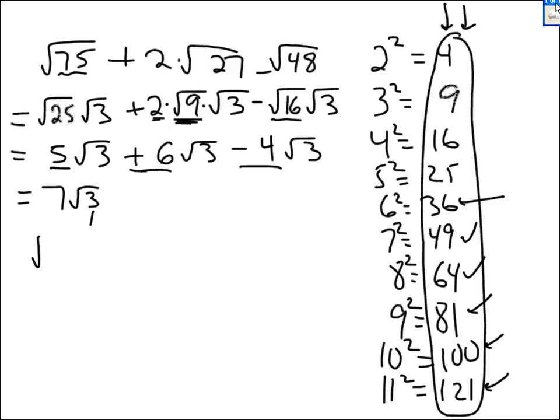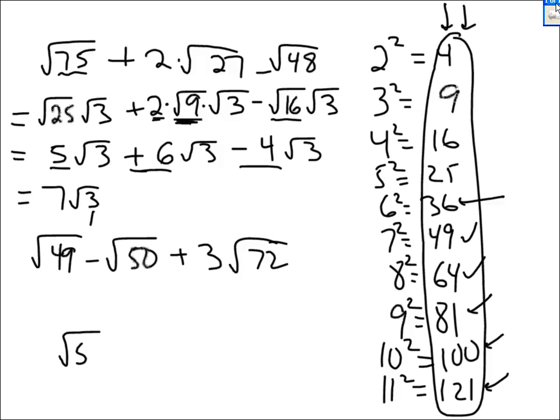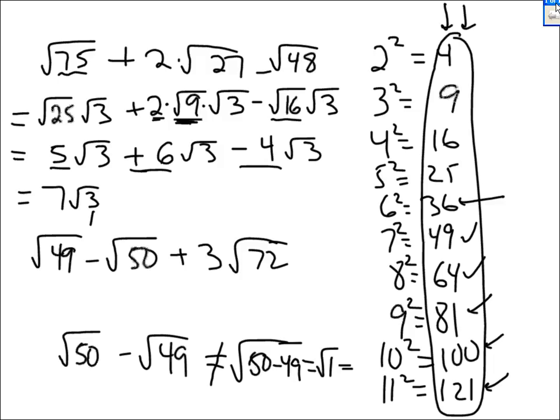Alright, let's do one more. Suppose you have the square root of 49 minus the square root of 50 plus 3 times the square root of 72. And having put down this problem, it led me to think of something like this. If you have the square root of, say, 50, and you want to take away the square root of 49, this is not the square root of 50 minus 49, which is the square root of 1, which is 1.